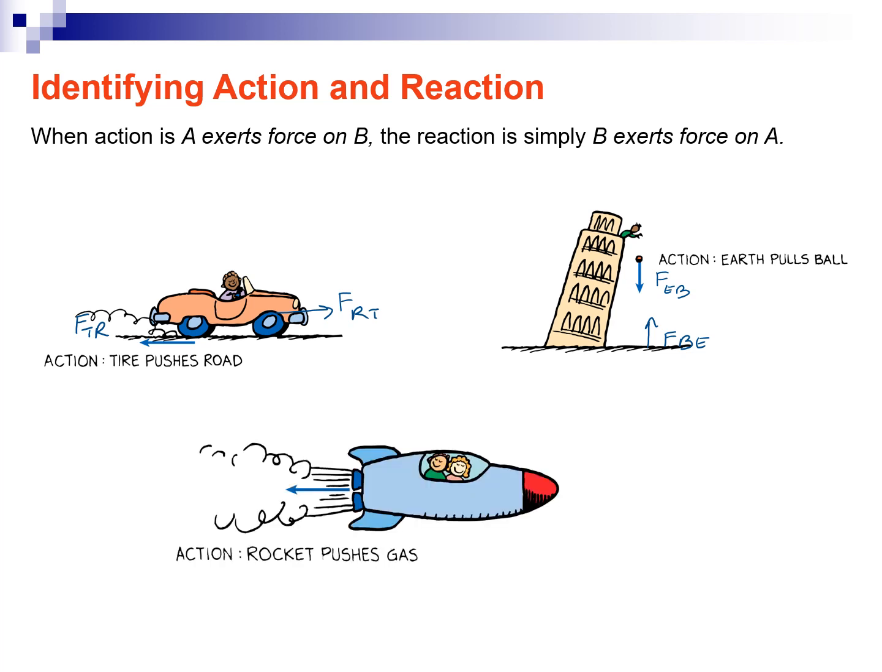And here is another example. Action, rocket pushes gas. So an arrow drawn on the gas, force of rocket on the gas. And the reaction to that would be gas pushing the rocket forward. So I need an arrow on the rocket and label this as force of gas pushing on the rocket.